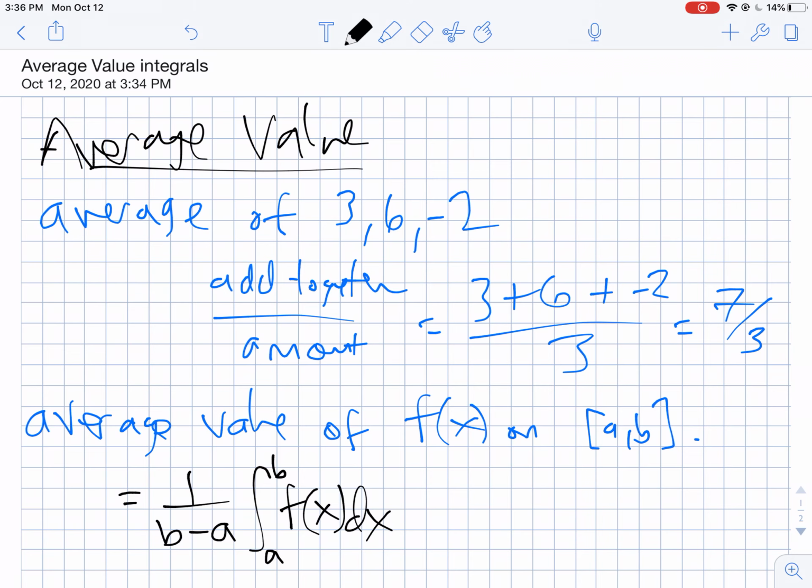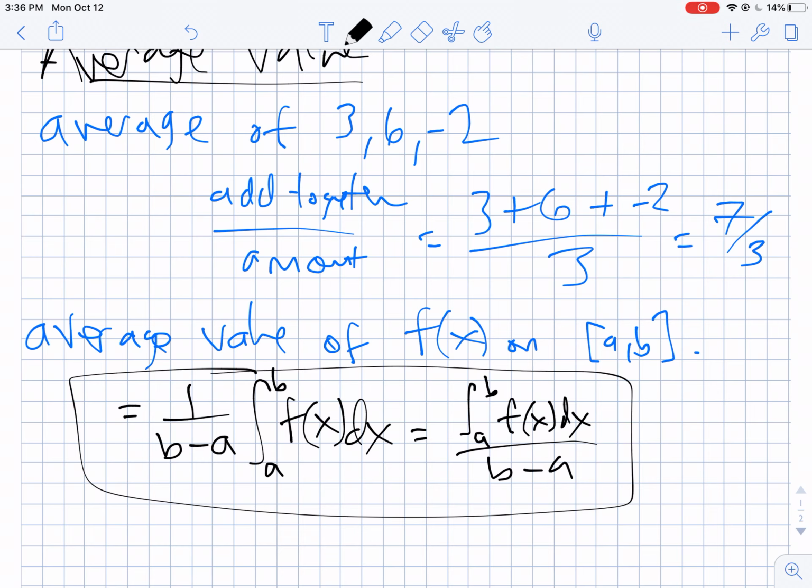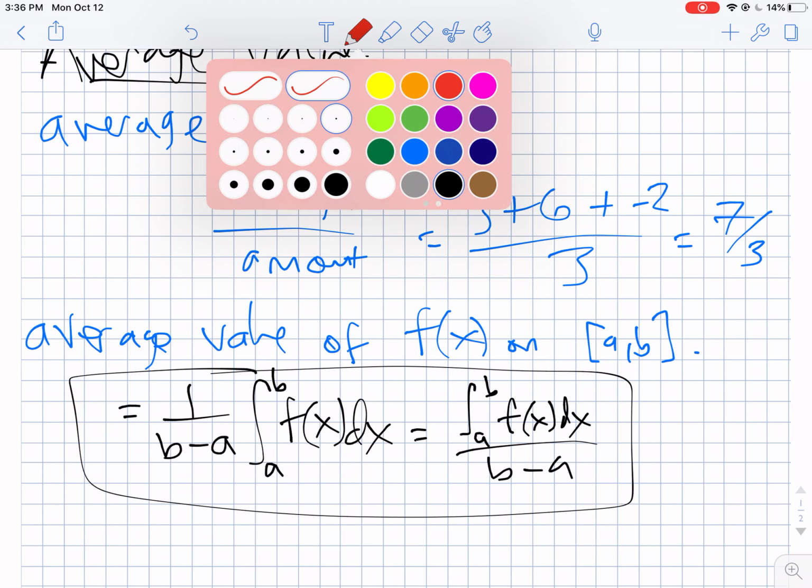Okay, and you could also, if you wanted, just put the b minus a in the denominator, do the integral from a to b of f of x dx over b minus a and write it out like that. That's a totally fair way to do so. Okay, but again, take a look at that. So what's going on here?